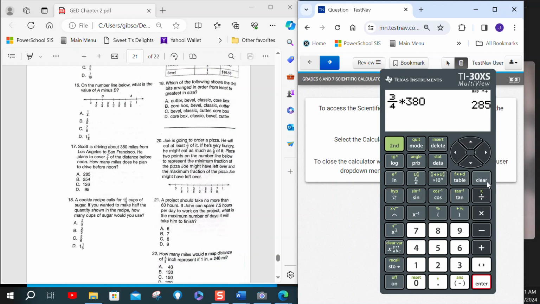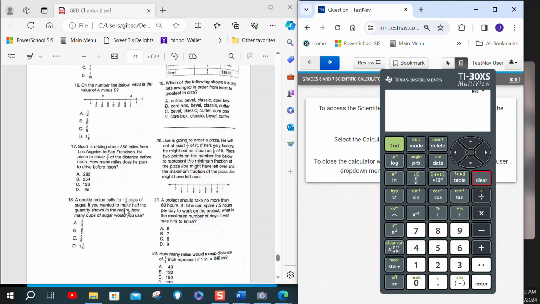So now we go to problem 18. It says a cookie recipe calls for 1 2/3 cup of sugar. If you wanted to make half the quantity shown in the recipe, how many cups of sugar would you use? So we'll clear this. They want to know how many cups of sugar would you use.